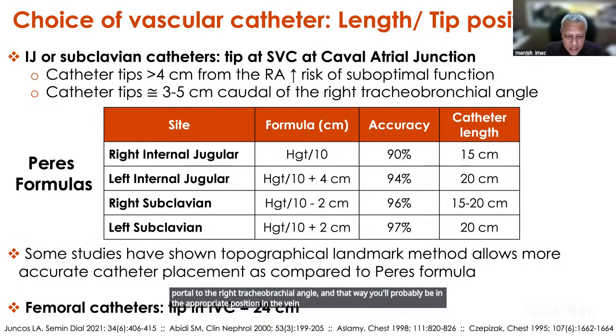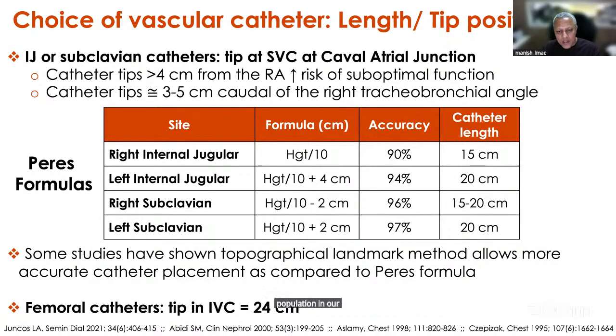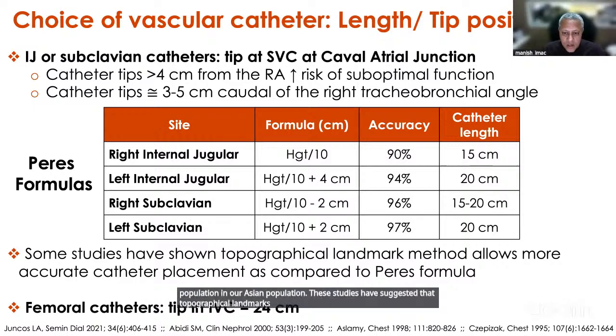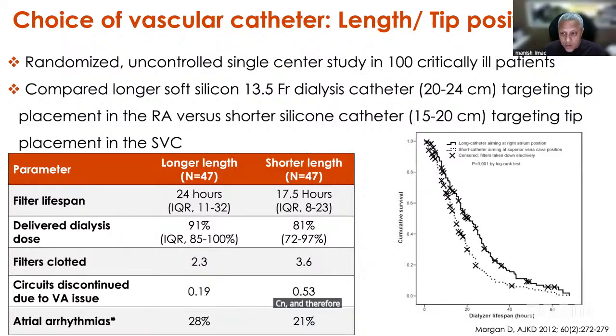There are some studies that have shown that this topographical landmark allows more accurate catheter placement as compared to the Peres formula, especially in the non-Caucasian population, in our Asian population. These studies have suggested that topographical landmarks are good enough, and they give us a good idea. And if you're using a femoral catheter, the tip must be in the IVC, about 24 cm, and therefore you use a 24 cm catheter.